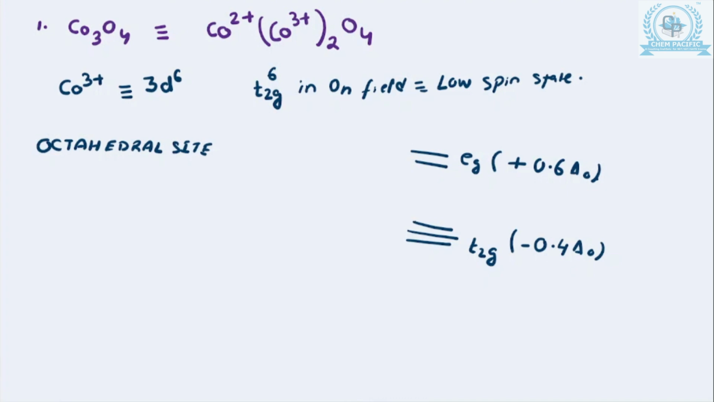Since it is having the electronic configuration of 3d6, therefore ये क्या हो जाएंगे, लो स्पिन स्टेट में रहेंगे, एंड दिस इज t2g6। ठीक है, तो CFSE अगर आप कैलकुलेट करते हो कितना होगा, since it is containing 6 electrons with the energy level of 0.4 delta zero, so its value will turn out to be minus 2.4 delta zero. Clear? Now we are going to calculate the CFSE in the tetrahedral site.